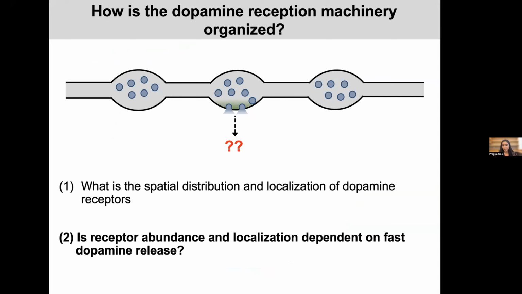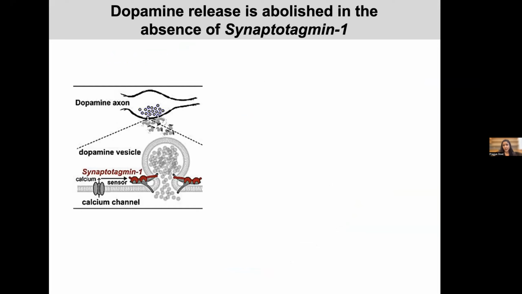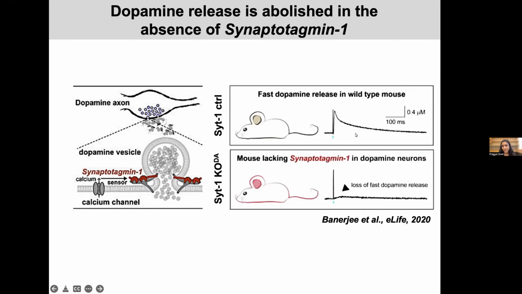For this, we wanted to use a condition where dopamine release was abolished, and so we used SYT1 mutants. Synaptotagmin 1, or SYT1, is the calcium sensor for fast presynaptic exocytosis. A postdoc in our lab showed that knockout of SYT1, specifically in dopamine neurons, abolishes dopamine release, as demonstrated here and measured using amperometry, shown by a flat line compared to wild-type controls. So this condition provided a genetic tool to abolish dopamine release and ask what happens to receptor localization.